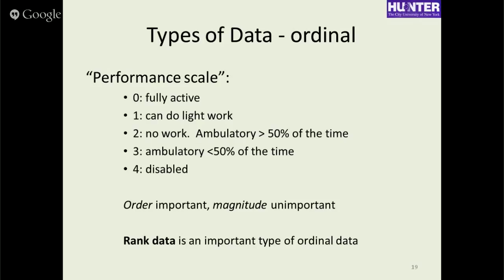And that would be an example of rank data if you're talking about the rank in a race, and it's one important type of ordinal data. This is not rank data. Order in finishing a race would be rank data.